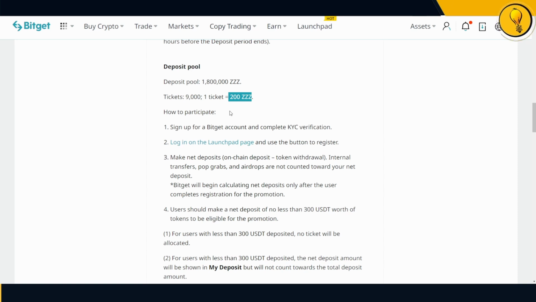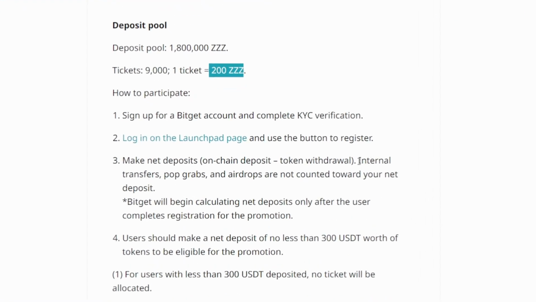But to get the tickets, you need the net deposits. Now, what is not counted in the net deposits is any internal transfers between 2 Bitget accounts, pop grabs and airdrops.